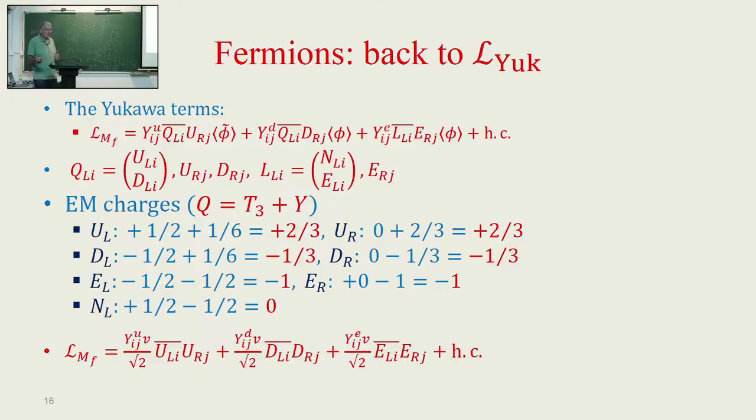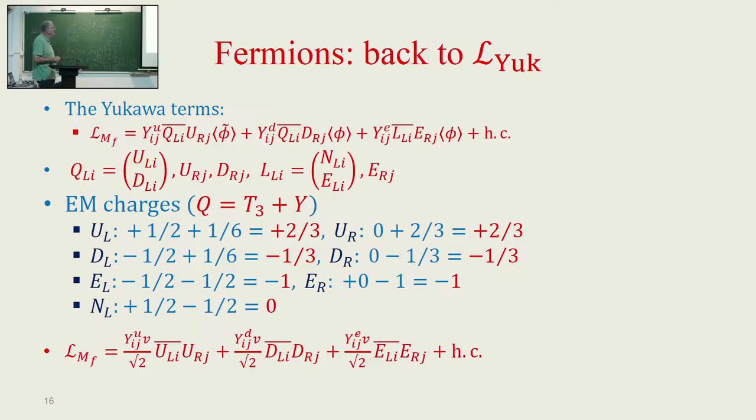and charge plus 2/3. Then we have the down component here. Its T3 is minus a half, hypercharge still is a sixth, so electromagnetic charge minus a third. D right has T3 equals 0, it's a singlet of SU2, hypercharge minus a third, and therefore charge minus a third. So also these pairs of left and right-handed fields transform in the same way, triplets of SU3 color and electromagnetic charge minus a third.